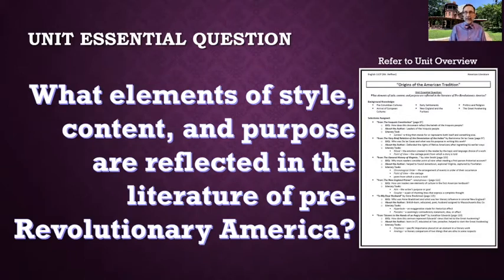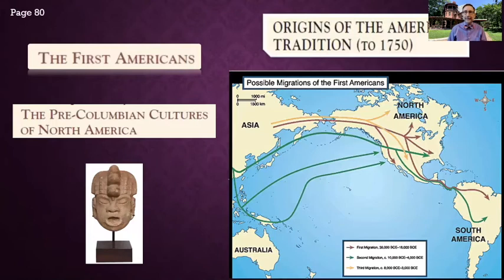Many of these unit essential questions are going to be really similar in this course because we're moving through different periods of American literature. And in every period, I want you to look at the style, the content, and the purpose. So at the end of this unit, you're going to readdress this unit essential question. There's always a little bit of background, and this will probably be review. We're not going to go into great detail, but it'll probably be review for you from other units that you've done.